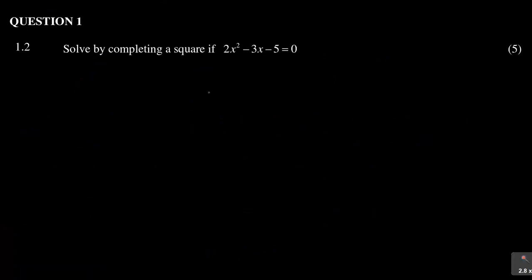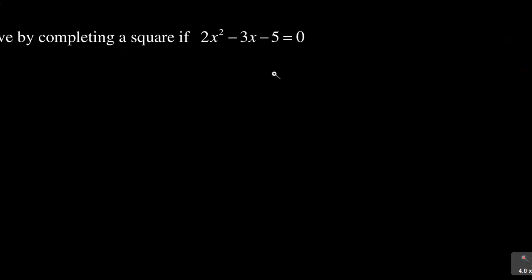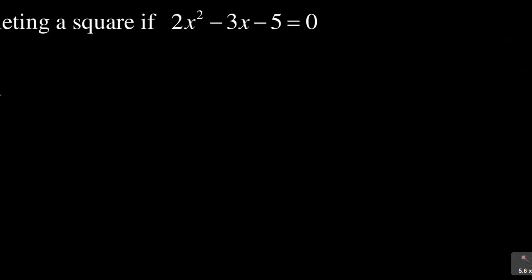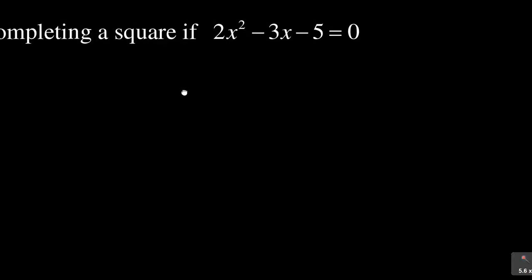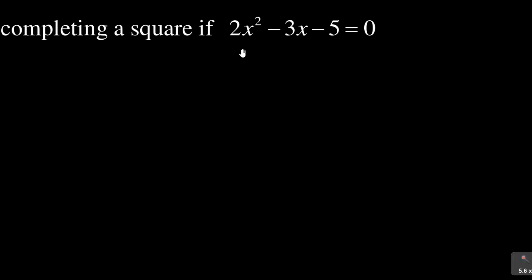Now we're looking at question 1.2, and if you can look at it, it is 5 marks. It says solve by completing a square if 2x squared minus 3x minus 5 is equal to 0. If I can just make it closer. So we are completing a square in this case. So to complete a square, this is what we are given.